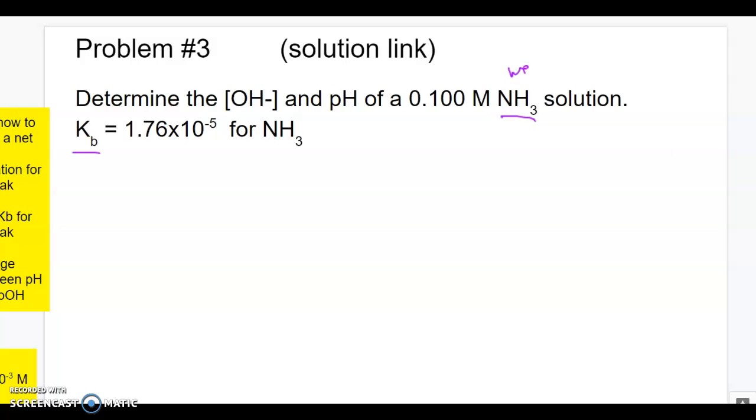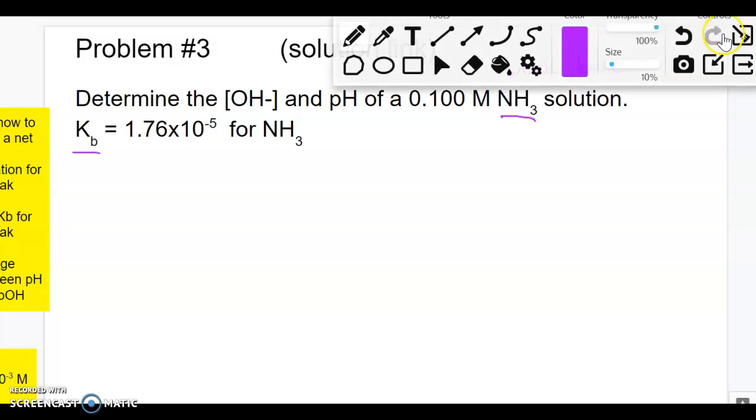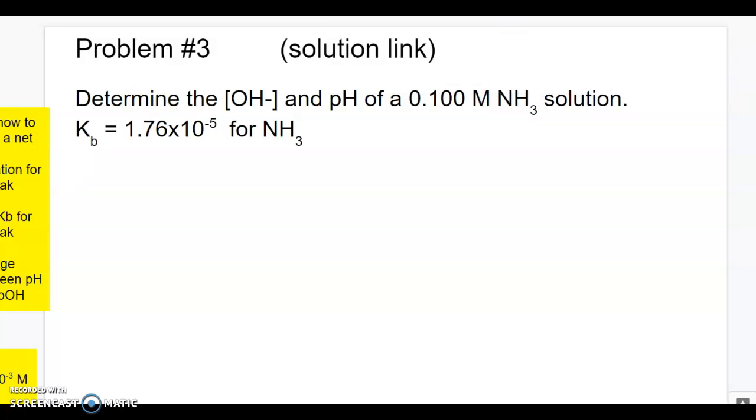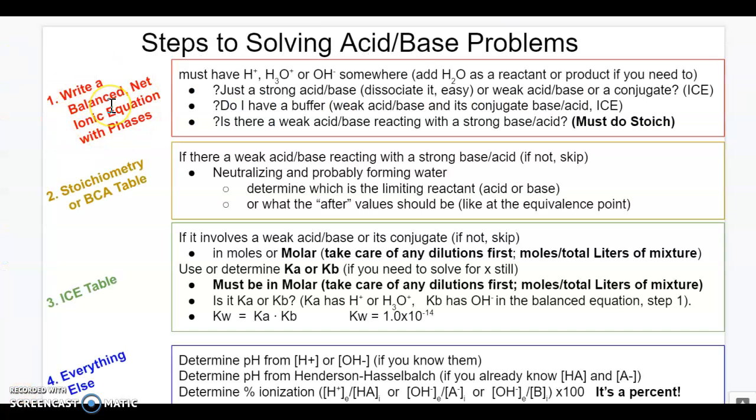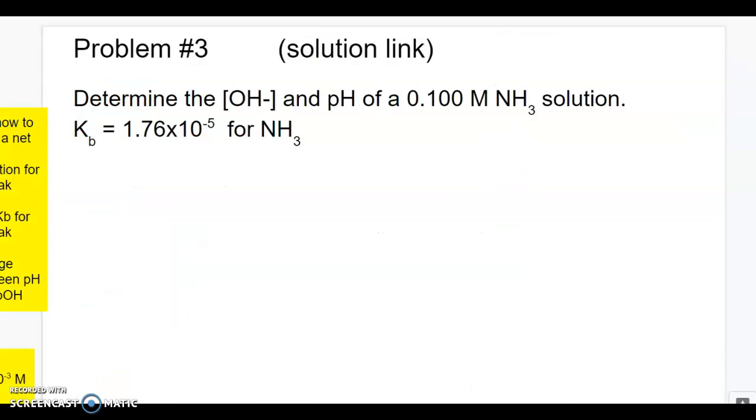Because this is a weak base, we're going to keep going with our scheme of always starting with a balanced net ionic equation. I'll show you how to set that up. Because we're not dealing with a weak base that's being mixed with a strong acid, we are not going to do stoichiometry, but we have something that's weak. It's going to involve an ice table. And then we can determine the pH and the H plus and OH minus. So we'll come up with how we're doing all that.